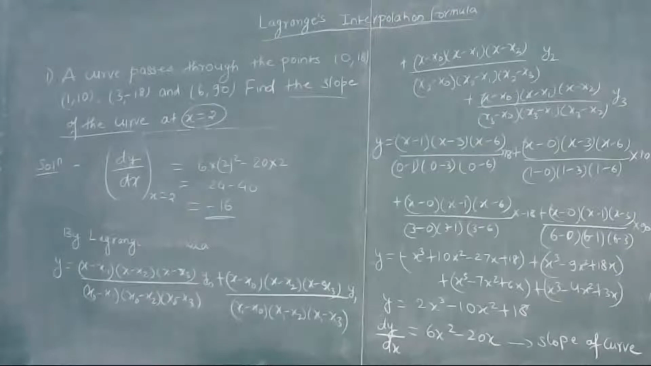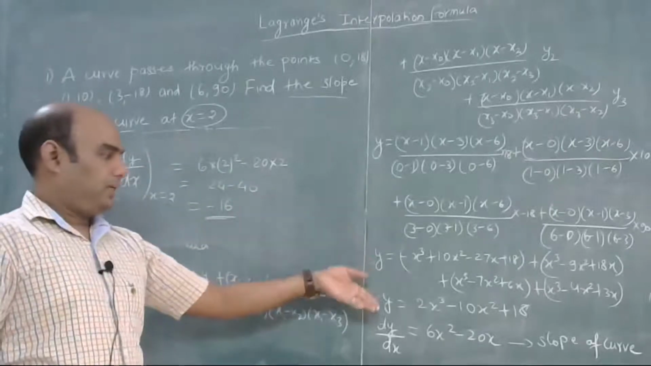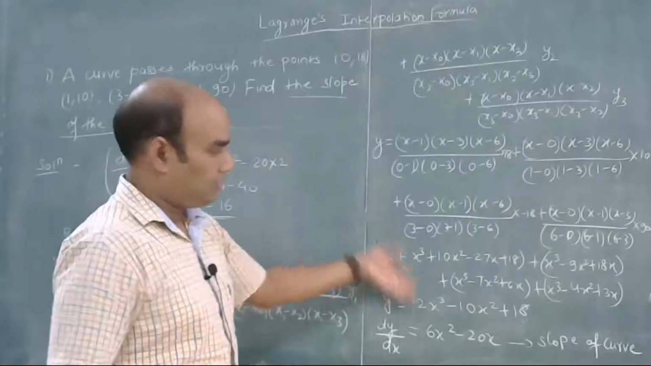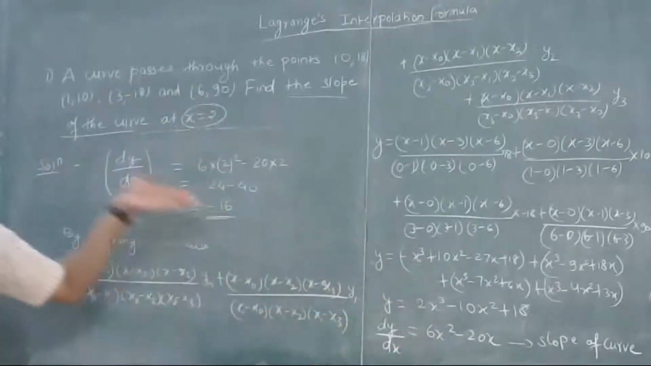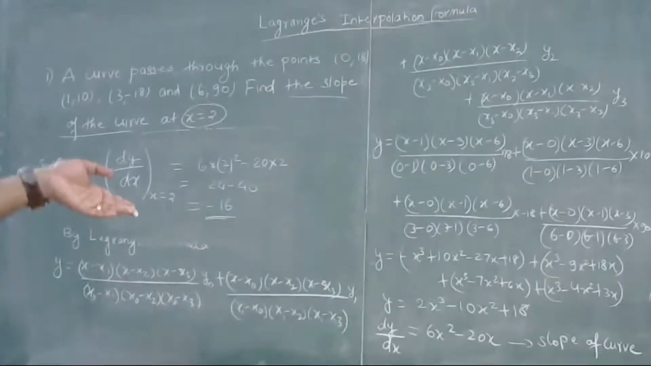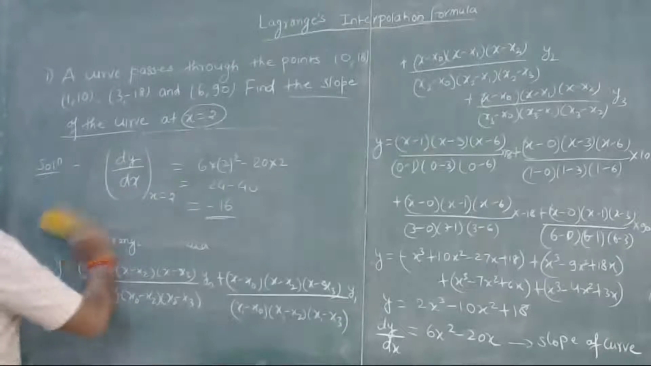So you can find speed or velocity and acceleration if the coordinates of distance and speed are given. Okay. So next question.